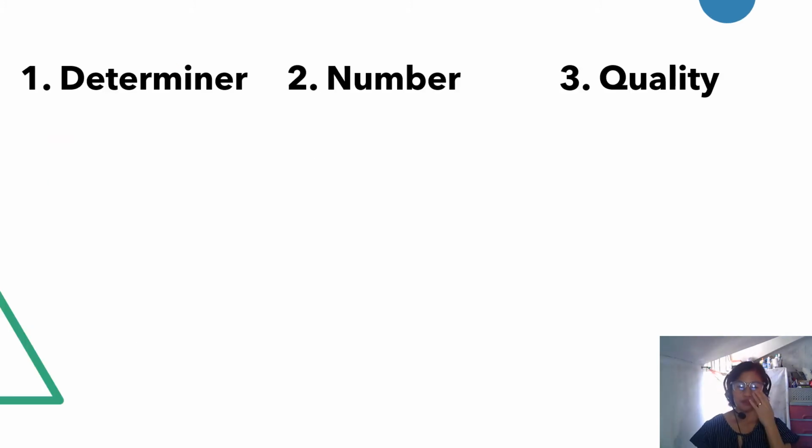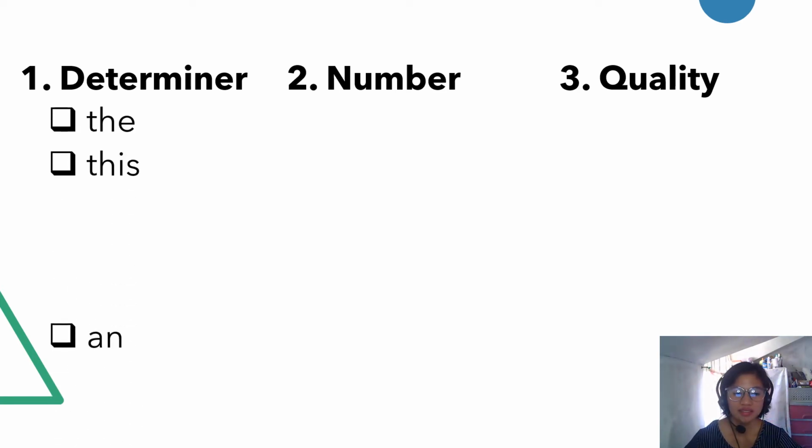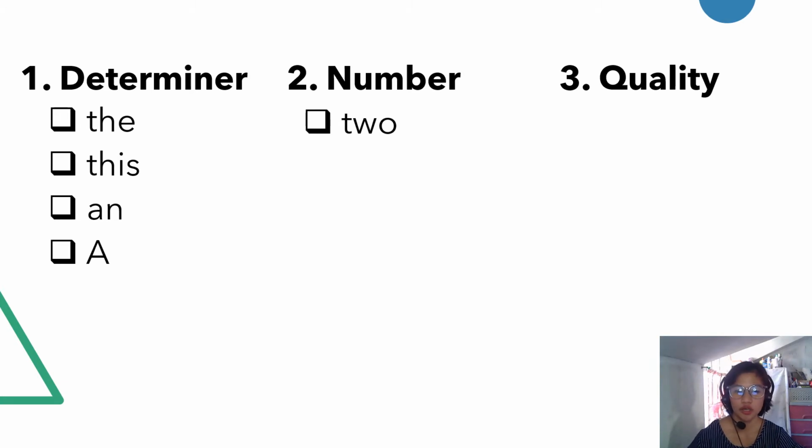Okay? So first, the determiner. So a determiner is a word that specifies the noun. Okay? It can specify the noun, how many the noun is. Okay? For example, the, this, an, and a. So those determiners, you can use it to specify the noun. Next, number. So I have an example for you for determiner. For example, an honest review. Okay? I use an honest review. Next, the blue book. Okay, again, I use the.